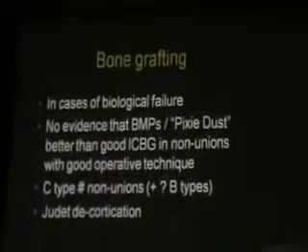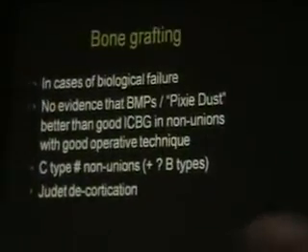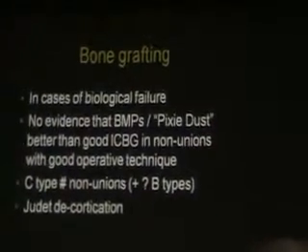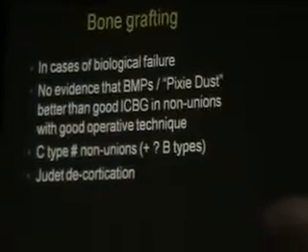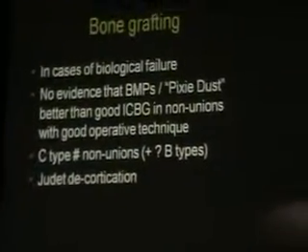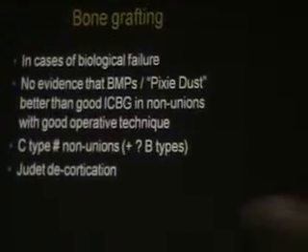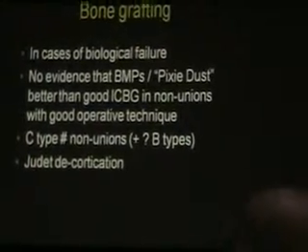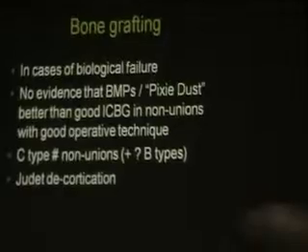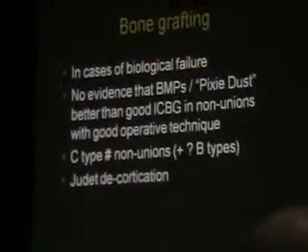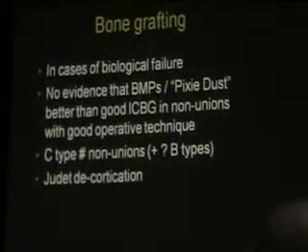Now some of you might be familiar with a technique, and it's well worth reading about, popularized by a chap called Thierry Judet from Paris, called Judet decortication, where the approach to the fracture involves taking a very sharp osteotome and taking an osteoperiosteal flap off the fracture. So you take the blood supply off the fracture, fix your fracture, and then flap that back over the top. And he has an enormous series of these where no bone grafting is done.